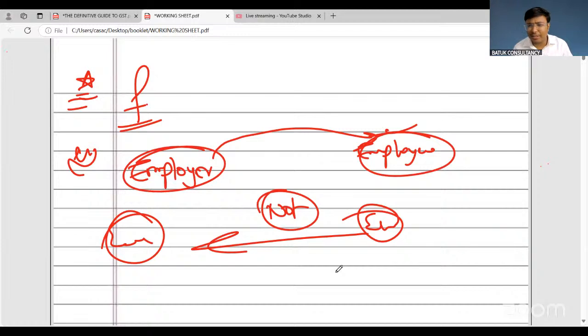Akshay sir, tribunal or high court, what do you mean by this? Any services provided by the tribunal? Yes, no GST.